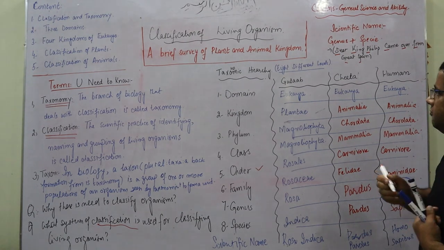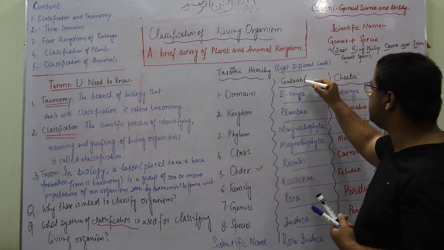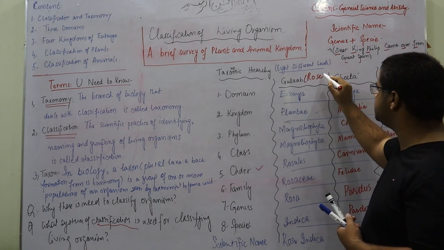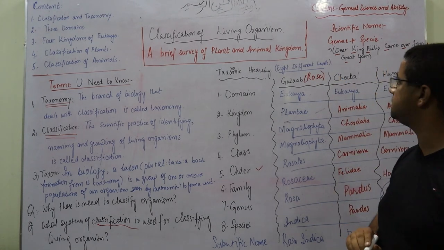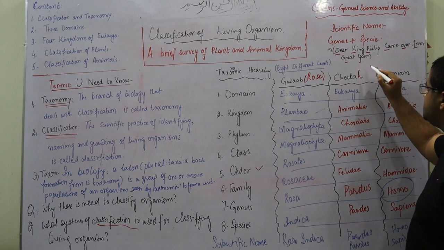First one is gulab, which is also known in English as rose. We are going to give the scientific name and scientific classification of it. Then we are going to classify cheetah, leopard.